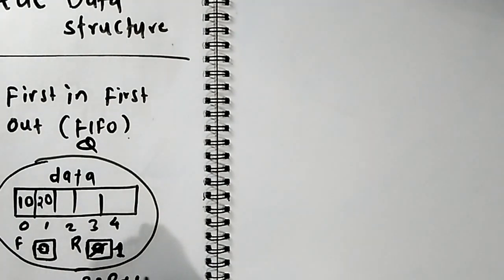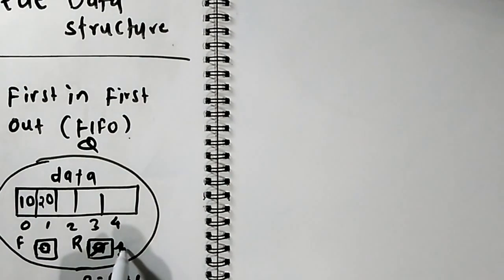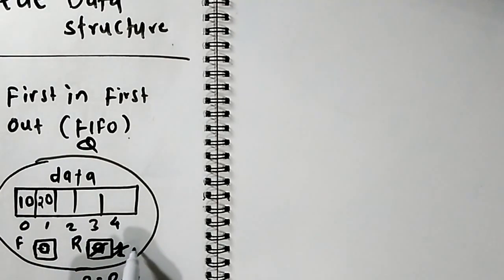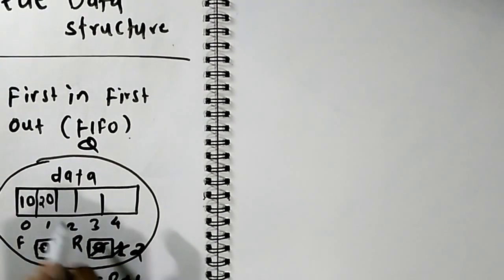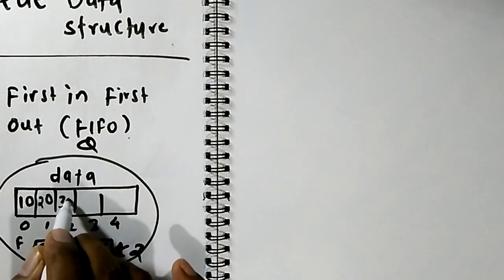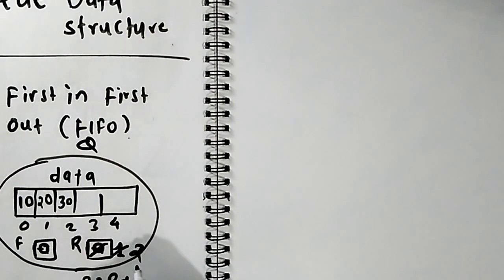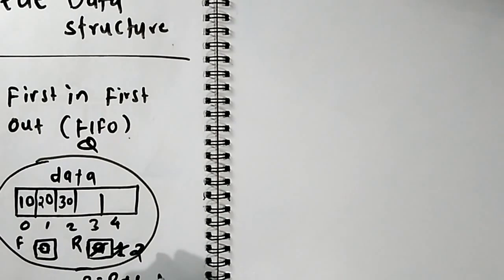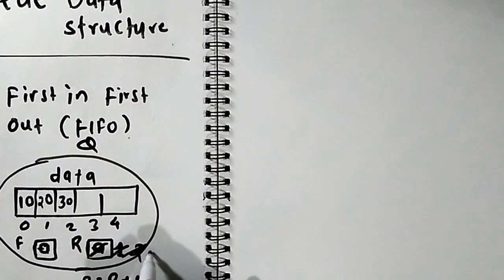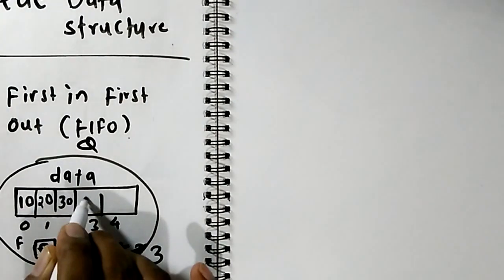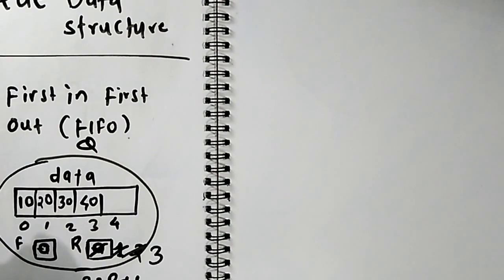For doing other insertions, we again increment r by 1. So 1 plus 1 becomes 2. So we go to the second location and insert a number there. Likewise, we do insertions in a queue. The insert operation in a queue is called the enqueue operation, and removing elements from the queue is called the dequeue operation. If we do one more enqueue operation, rear will be equal to rear plus 1. So rear is 2, it will be 2 plus 1, that is 3. So we go to the third location and insert a number there, let's say 40.